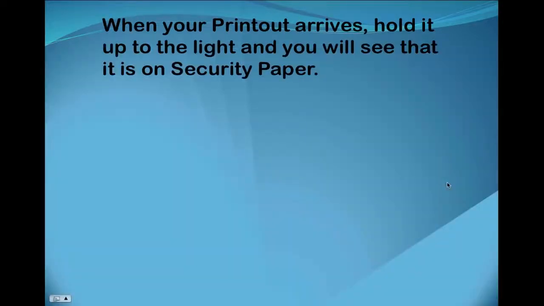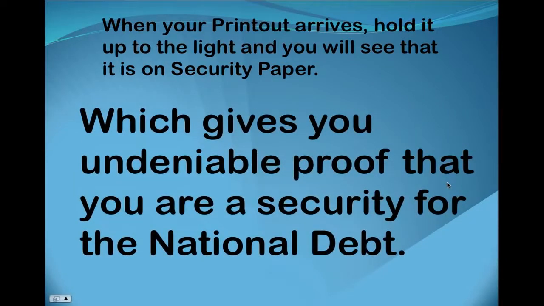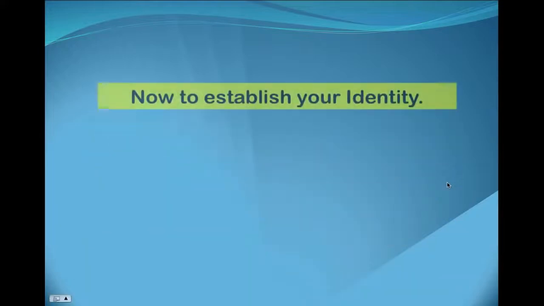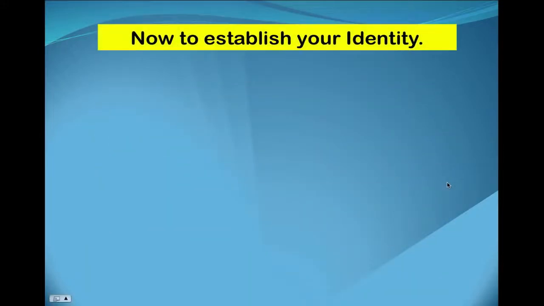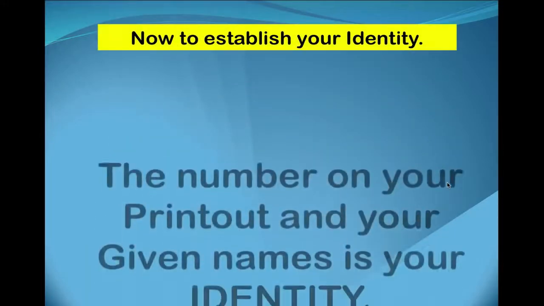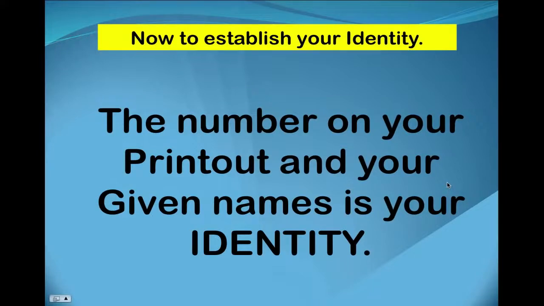Now, when your printout does finally arrive, or if you're overseas and you get your birth certificate, the proper one, hold it up to the light and you will see that it is on security paper, which gives you undeniable proof that you are a security for the national debt. Now, we need to establish our identity. The number on your printout and your given names is your identity.